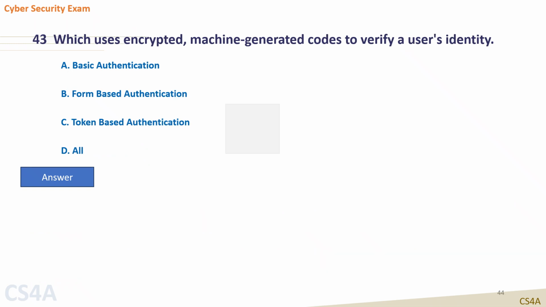So here the question is, which uses encrypted machine generated codes to verify a user's identity? The options are basic authentication, form based authentication, and token based authentication. The keyword is that instead of validating the user identity based on username and password, the computer is going to generate a code. Basic authentication involves sending a plain username and password, and form based authentication also uses a username and password. Only in token based authentication is a computer generated code or token used to verify the user's identity. So option C is the correct one.